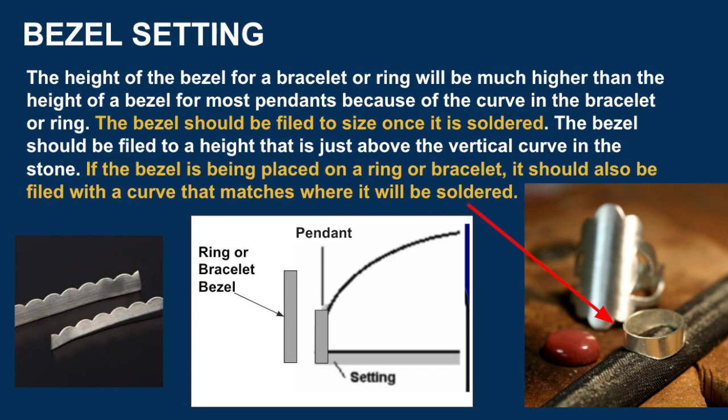Bezels have to be specific heights, and the type of design you are creating will make that height vary. This means that you need to select a thicker bezel wire if you are creating a ring, because you'll have to be filing part of it off when you file the bezel to match the curve in your ring.